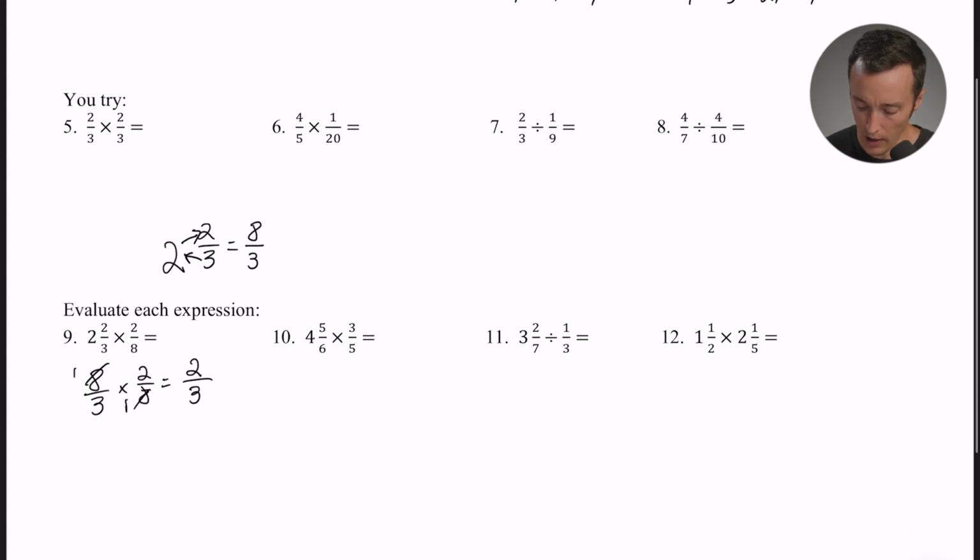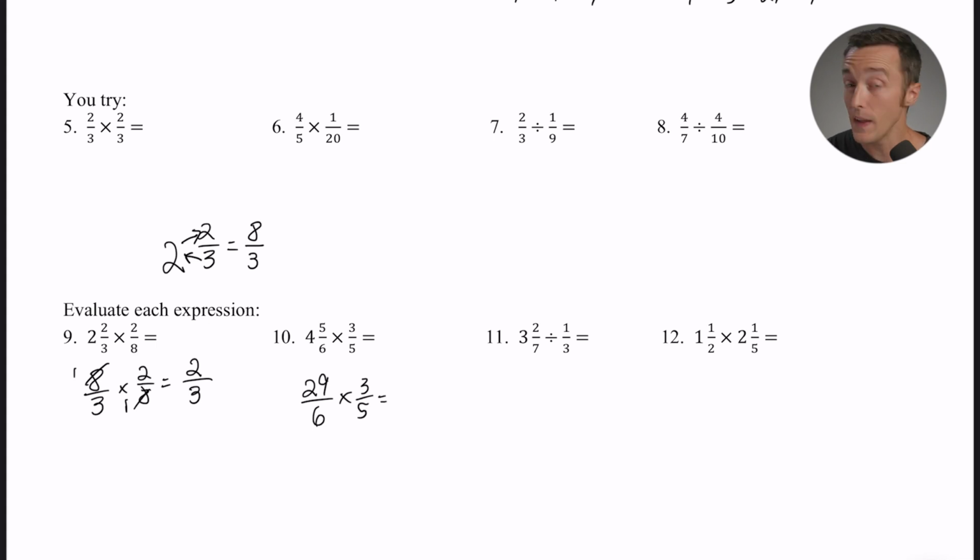Let me scoot up here. Number 10 is 4 5/6 times 3/5. So again, I want to rewrite 4 5/6 as an improper fraction. So I'm going to do 6 times 4 and then add the 5. So 6 times 4 is 24, plus 5 is 29 over 6. Okay, so 4 5/6 is going to be rewritten as 29/6, and then we can do 3 times 5.